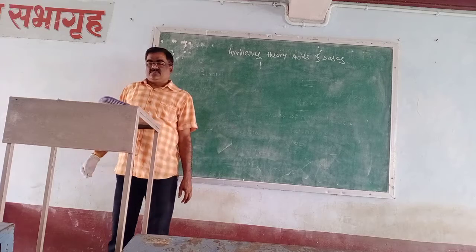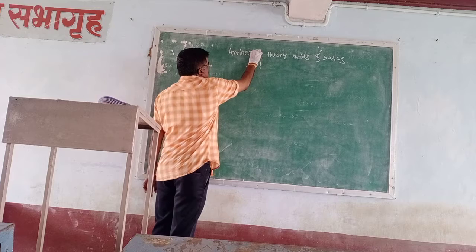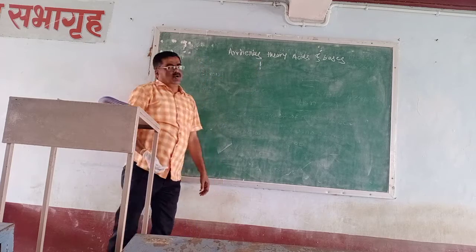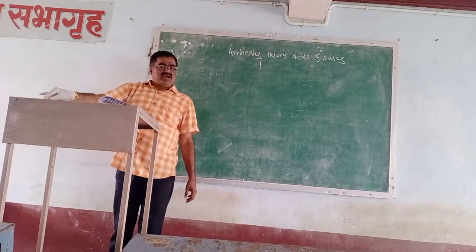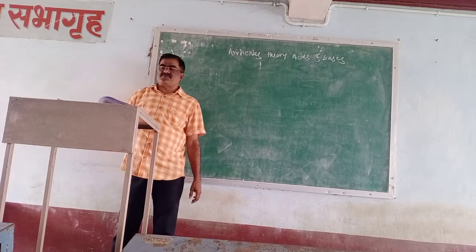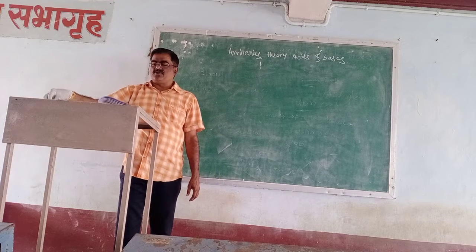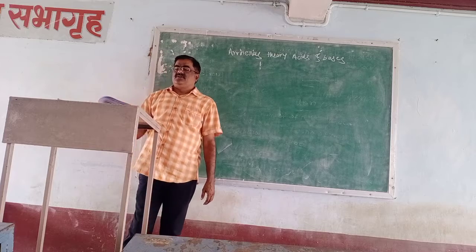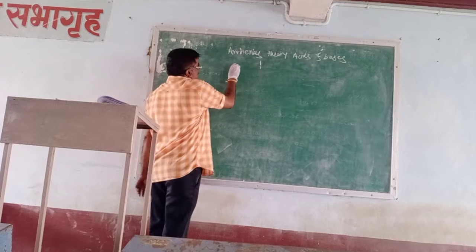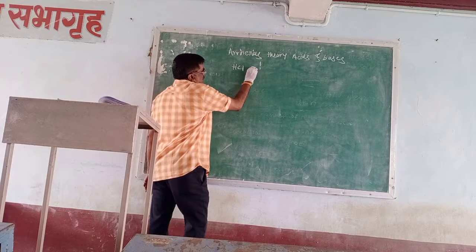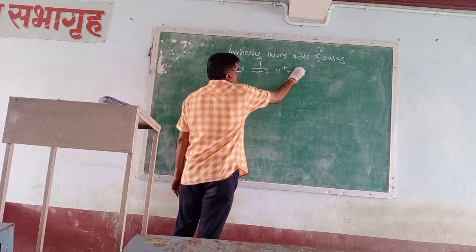Arrhenius theory about the acids and the bases. Acid, according to the Arrhenius theory, is a substance which contains the H plus ions, the hydrogen ions. For example, HCl, when it dissociates or ionizes, gives the H plus and Cl minus ions.